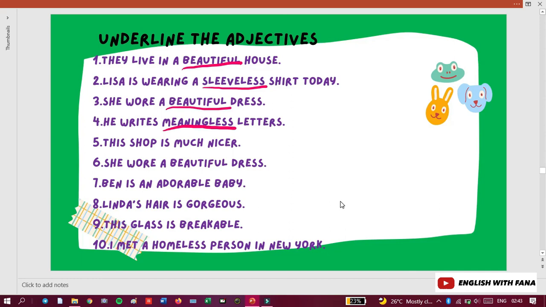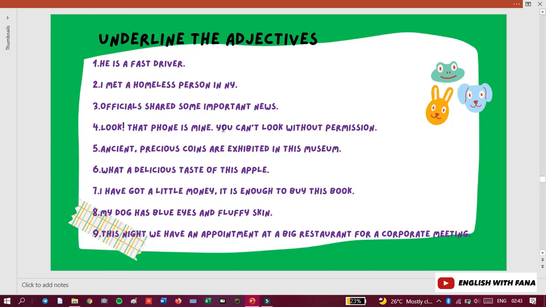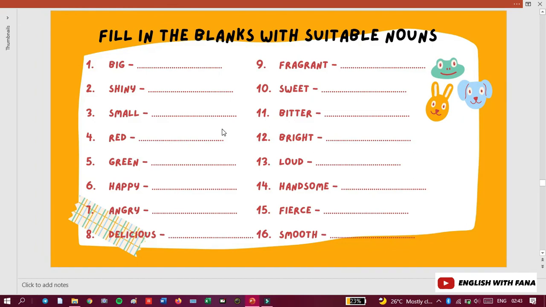So I will post the activities in our group. And let me give you another examples. So this is another activity. Fill in the blanks with suitable nouns. Okay, nouns. Okay, barang, benda.